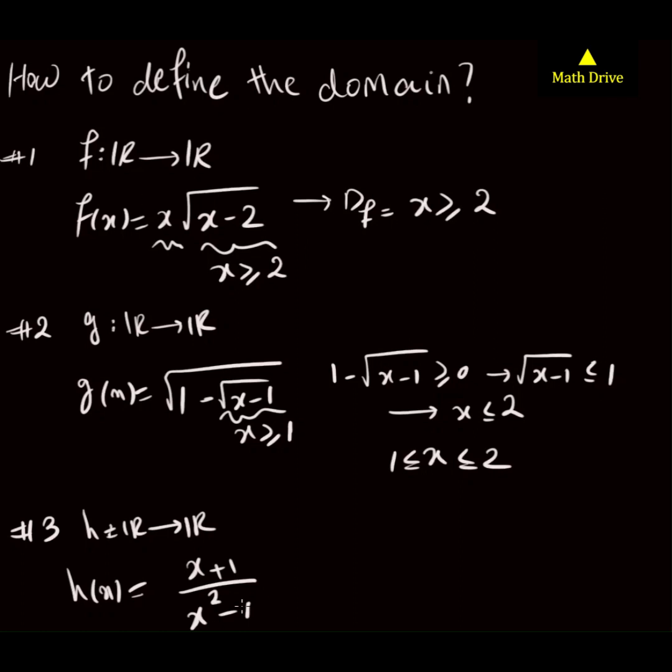We know that in a fraction the denominator must always be non-zero, so the domain of this function is all the real numbers minus the roots of x squared minus 1 equal to 0, which is x equals plus or minus 1. So the domain of h is basically the set of real numbers minus plus or minus 1.